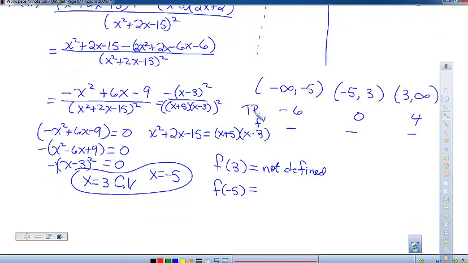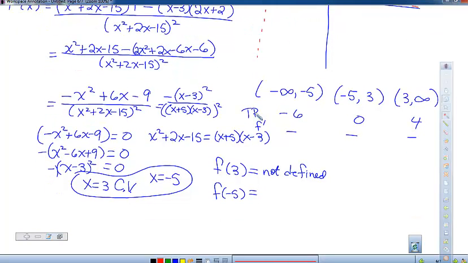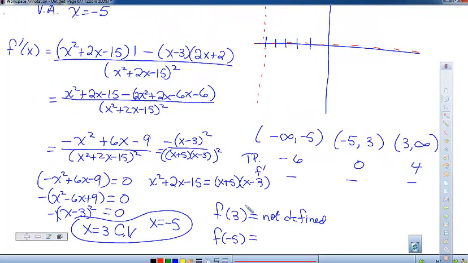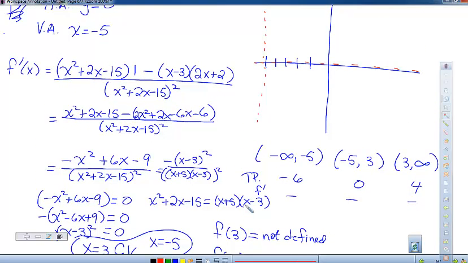For which part? I never did plug it in. Did you, William, get a value for f of -5? Well, if you plug it in, because the numerator is x plus 5, x minus 3.